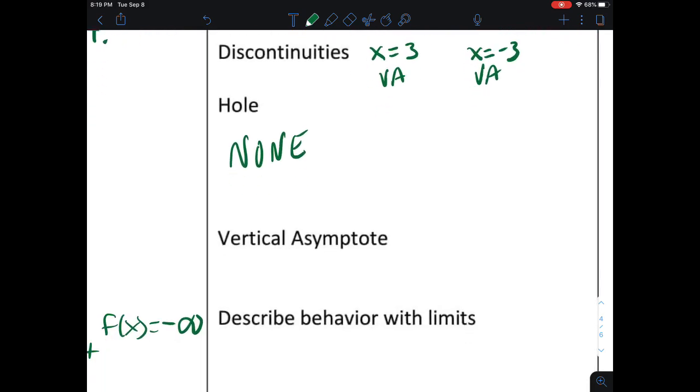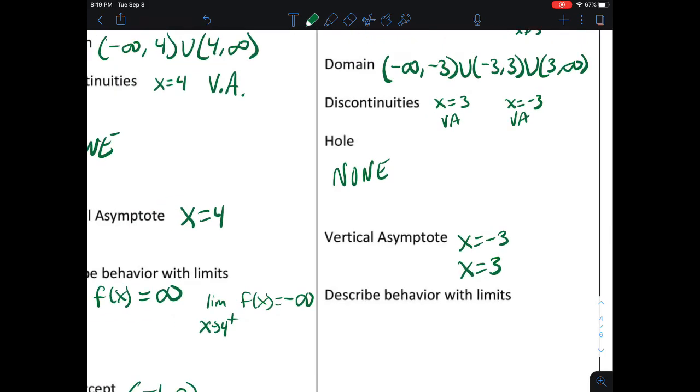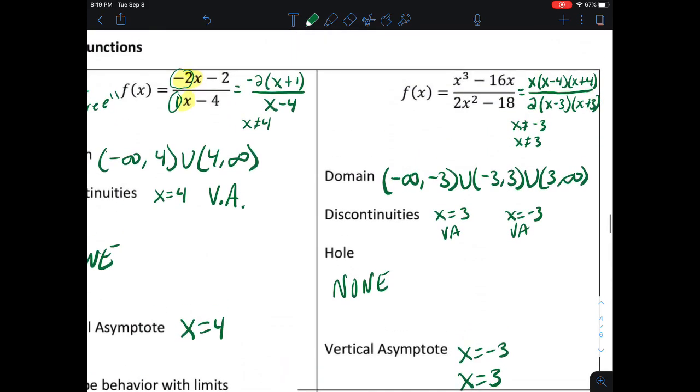We've already established that we have vertical asymptotes at x equals negative 3 and x equals positive 3. And we'll describe the behavior of the function with limits at the very end. So the next thing we have are intercepts. Our x-intercepts are going to be the values for x that make the overall function equal 0. And when it's in factored form, they are the numbers of x that make only the top equal 0.